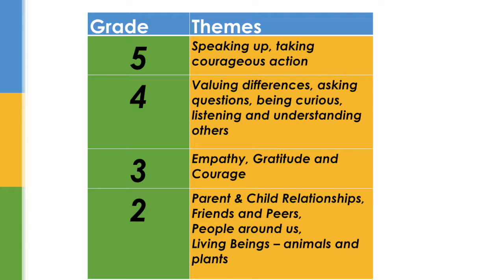Let me tell you a little more about the broad themes for each grade. We'll start with grade 2 and move up to grade 5. In grade 2, the theme will be feelings, understanding each other, empathy, the difference between empathy and sympathy. And we will be learning this by exploring the student's relationship with her or his parents, friends, peers, and other people in her or his surroundings. We will also cover living beings, including animals and the environment.